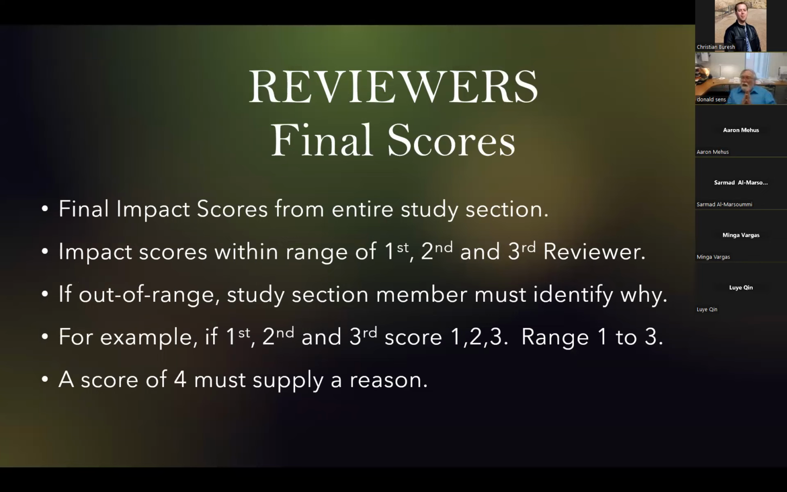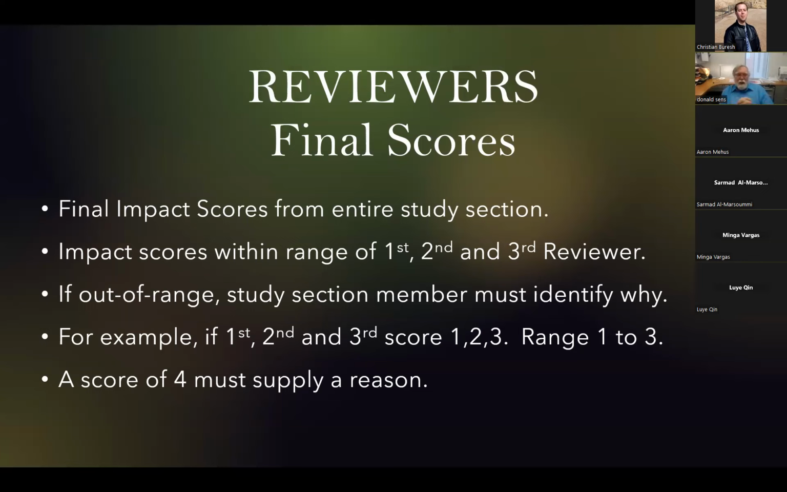It goes to the entire study section. And what happens then is sort of interesting: the impact scores from those 3 reviewers will have a range, or no range. If everybody gives it a 1, it's got a range of 1. But if somebody's out of range, you've got to identify why.